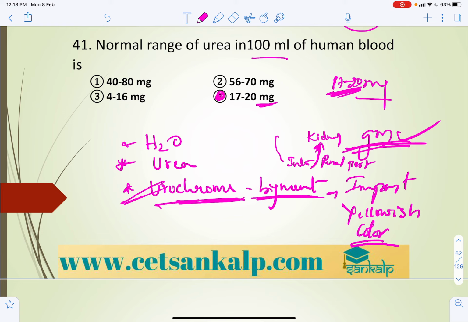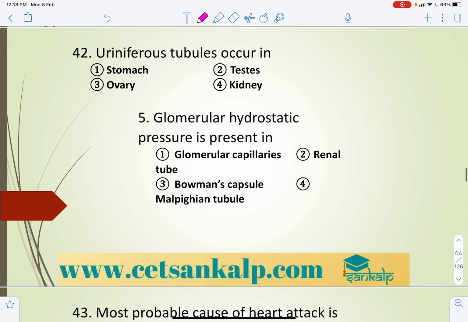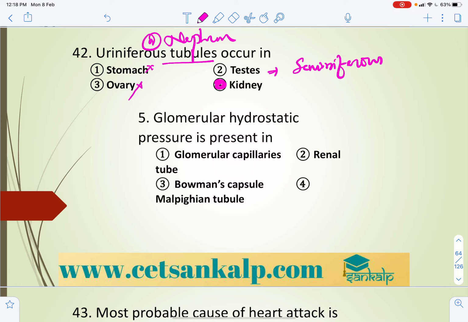And that will be eliminated through the urine. Next question: uriniferous tubules are also called nephrons, right. So they are seen in the kidney. In stomach we won't see them, ovary, no. In the testis we can see seminiferous tubules, which help in the production of sperm.